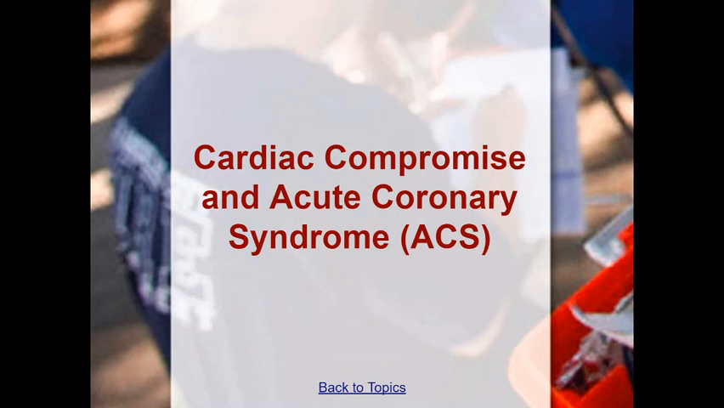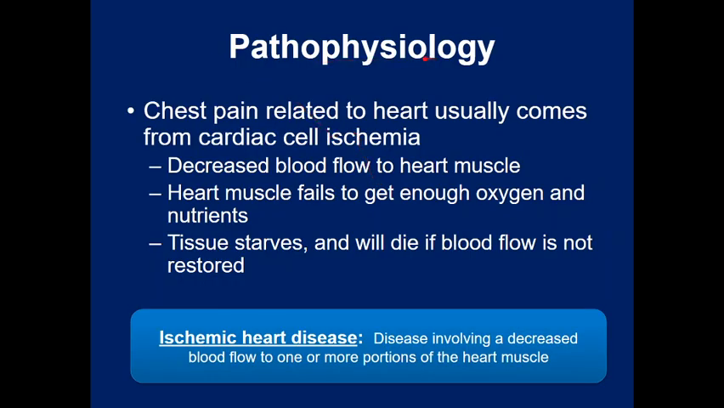On one end of the spectrum is heart muscle is irritated, and at the other end of the spectrum is the entire heart is dead. All right, so that's kind of the way to think about it. So the pathophys of this. The chest pain, the symptomatology of chest pain is related to the heart from ischemia of the cells. So if I, for whatever reason, have decreased flow to my muscle, remember, blood flow has oxygen. Oxygen is required for aerobic respiration.